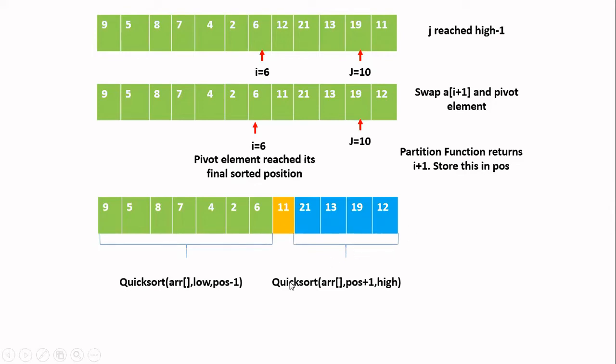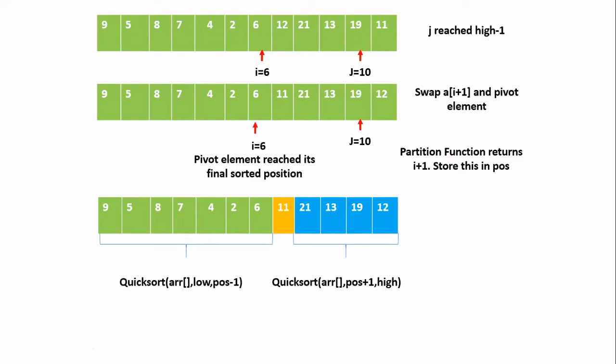Now you can see that in this part we are not including this pos anywhere. Pos is nothing but the position of 11. We are not including that anywhere. In both the subproblems, we are not including pos. What is the reason for that? 11 has occupied its final position. Don't consider that further. You consider either the left part separately and proceed further, or the right part separately and proceed further. So this is how we are dividing our problem into 2 subproblems.